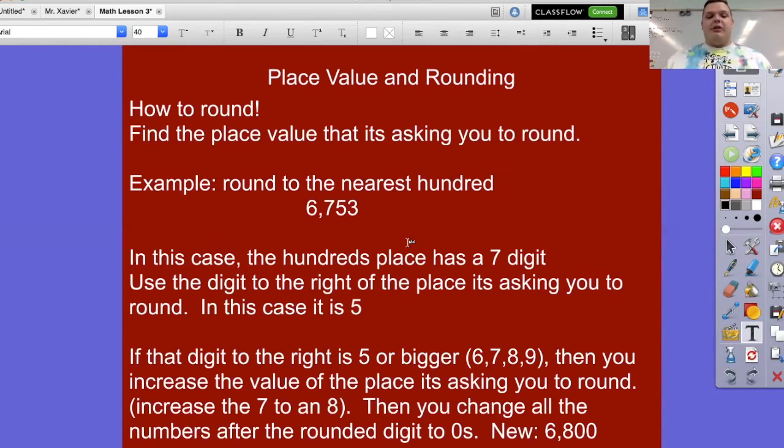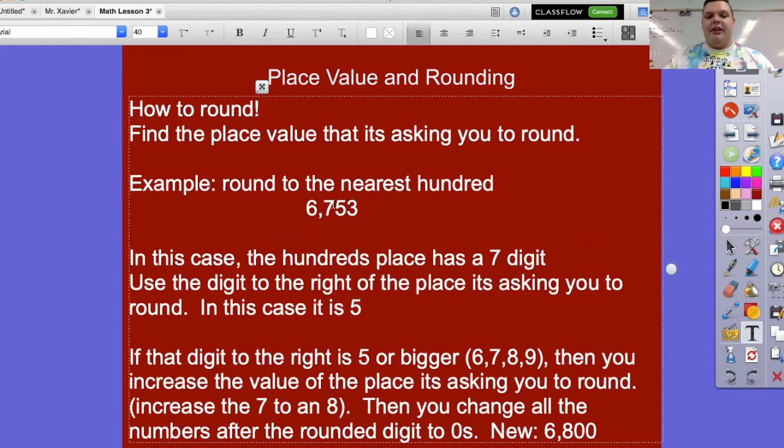Now in rounding, there's a special rule. If the digit is 5 or bigger, so if it's 5, 6, 7, 8, or 9, then you have to increase the value of the place it was originally asking you to round. A lot of people make this mistake where they round the digit they checked. No, you have to look at the right digit, and then go back to the original one. So we have to go back to that 7 first. And on that 7, we see that 5, if it's above, you have to increase it. So we have to increase this 7 to an 8.